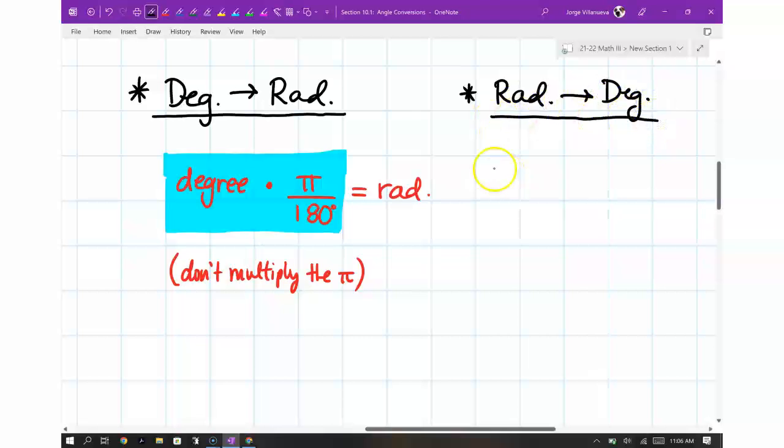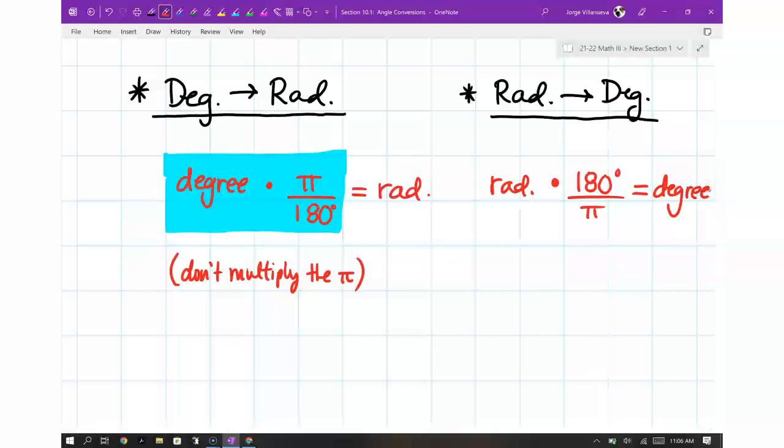Now, to go from radians to degree, we're going to go radians times 180 degrees over pi. That's equal to your degree. So you're going to get your radian measure times 180 over pi. So that's going to be your main equation.